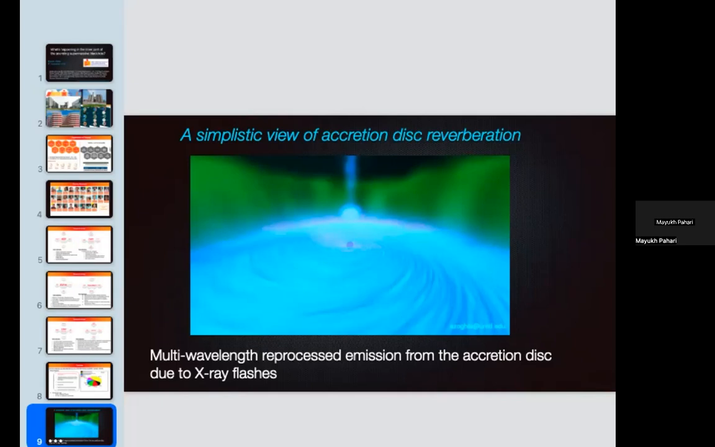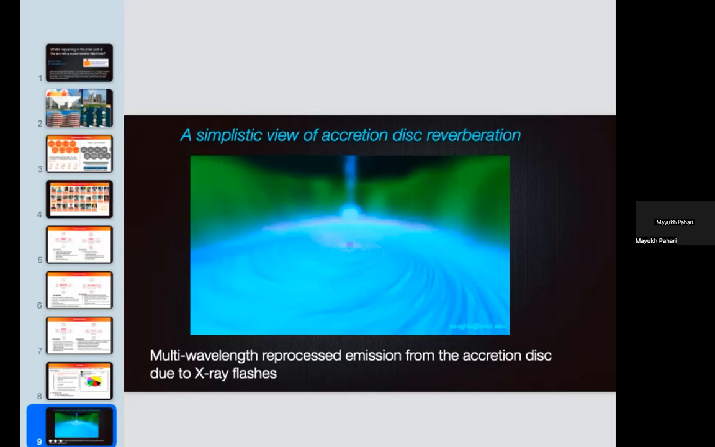this work, I'm not going to present the work I have done, but it's a combination of a few other works in a subsequent field. And then what is the problem we have faced while working on reverberation? So this is multi-wavelength reverberation. An X-ray flash giving you EUV, optical, and longer wavelengths. And then how do we deal with this kind of problem?